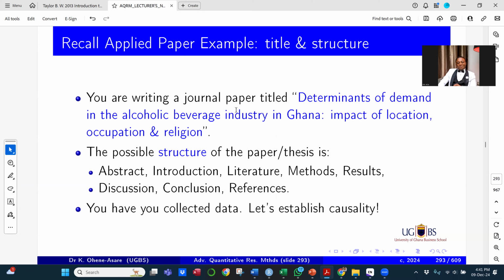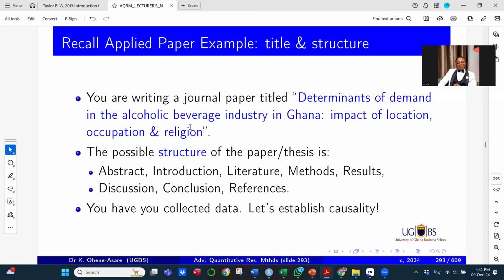Now, remember the applied example that we have had. The applied example, you are writing a journal paper. The title of the paper was Determinants of Demand in the Alcoholic Beverage Industry in Ghana, the Impact of Location, Occupation, and Religion. We've gone through this before.